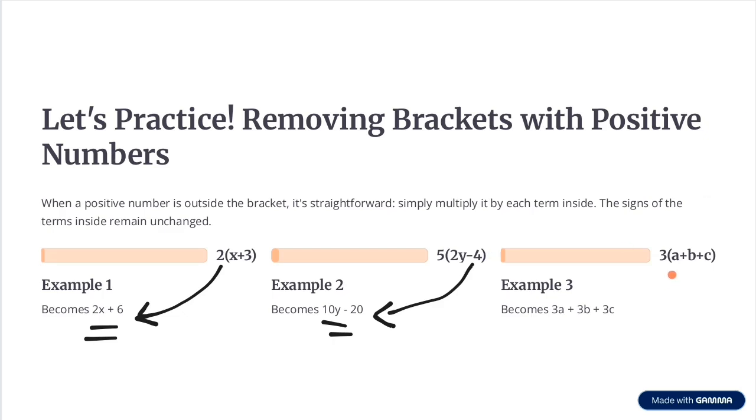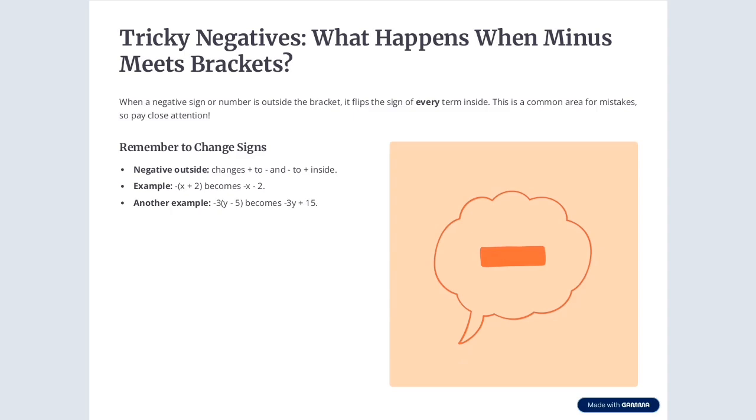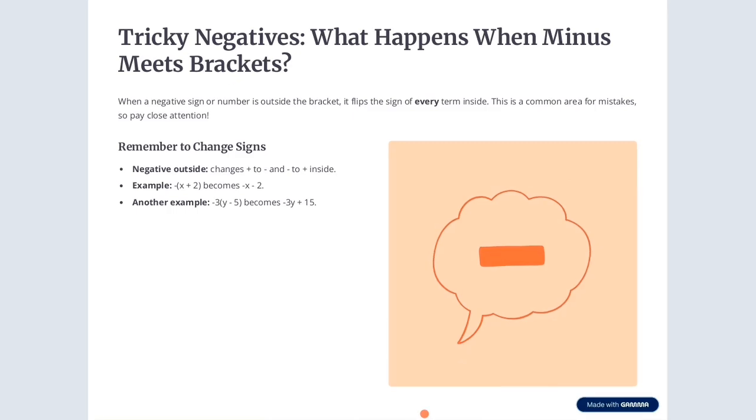Now look at the last one here. 3 times a is 3a, right? Yes. Plus 3 times b is 3b, plus 3 times c is 3c, right? So these are the solutions of those algebraic expressions, and that is how to remove brackets. Do you have any question on that? You wanted to say something? I said that was pretty easy. Yeah, very easy, right? All right, so let's see more on that.